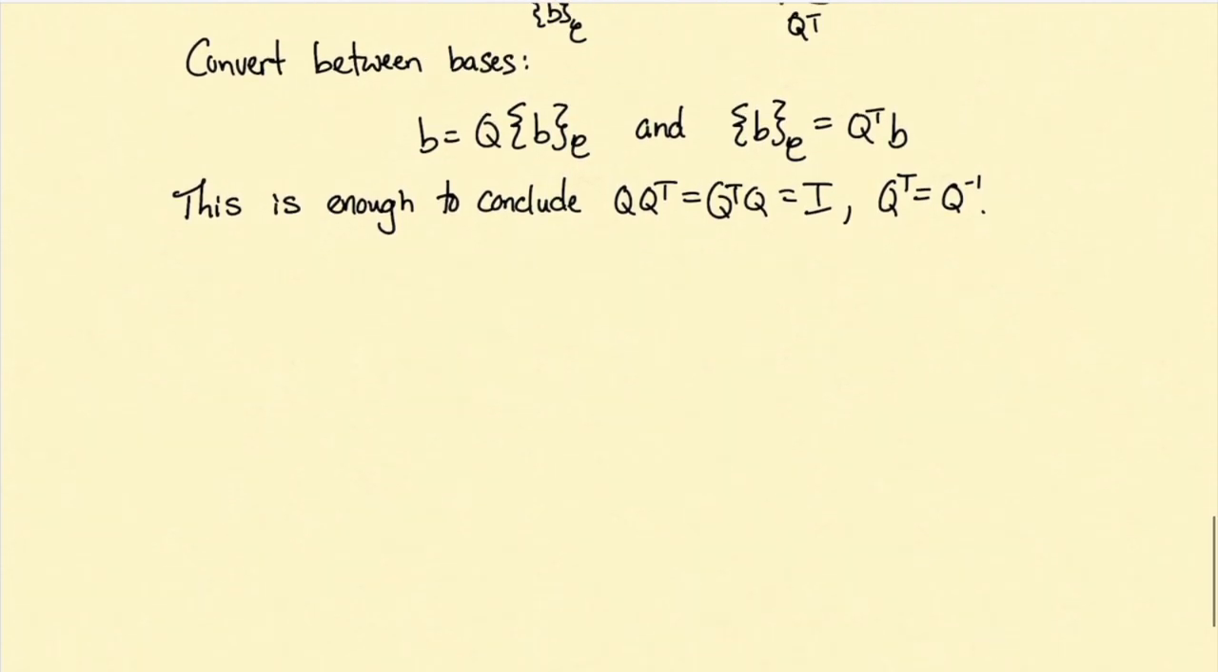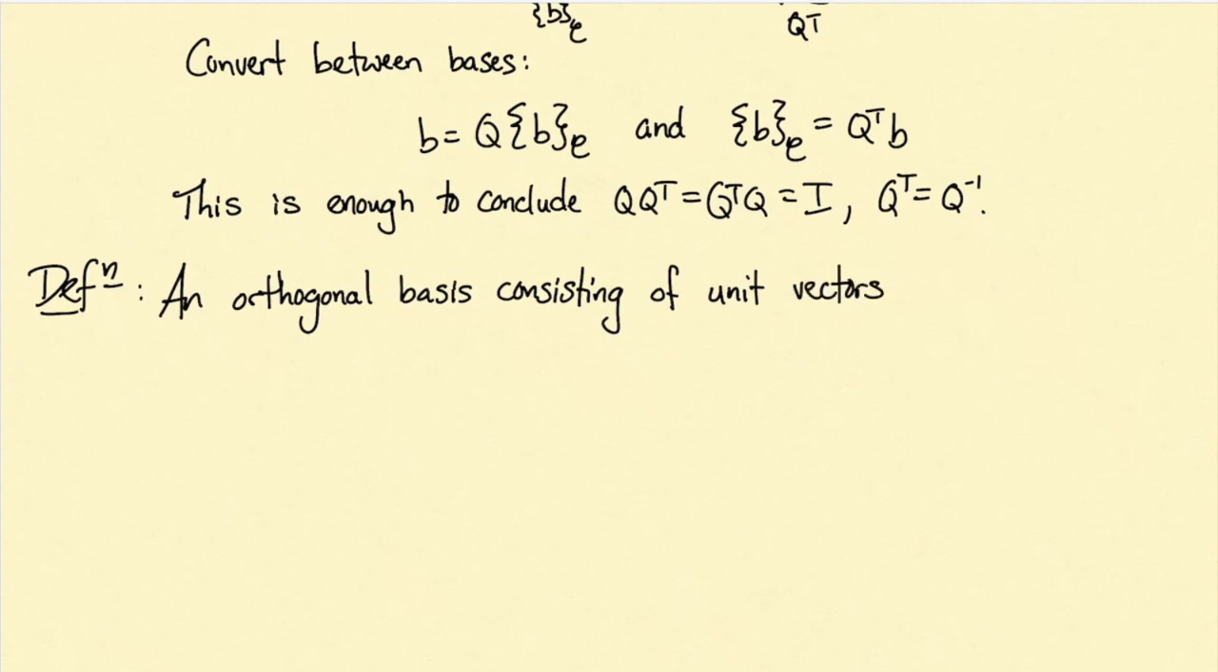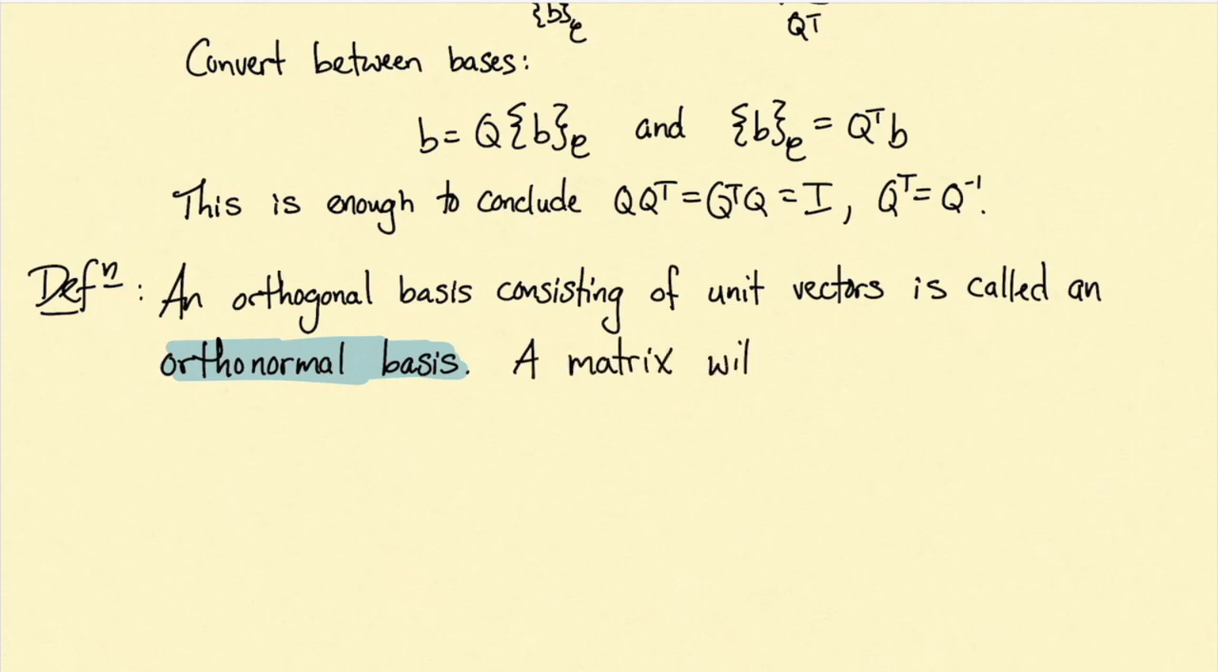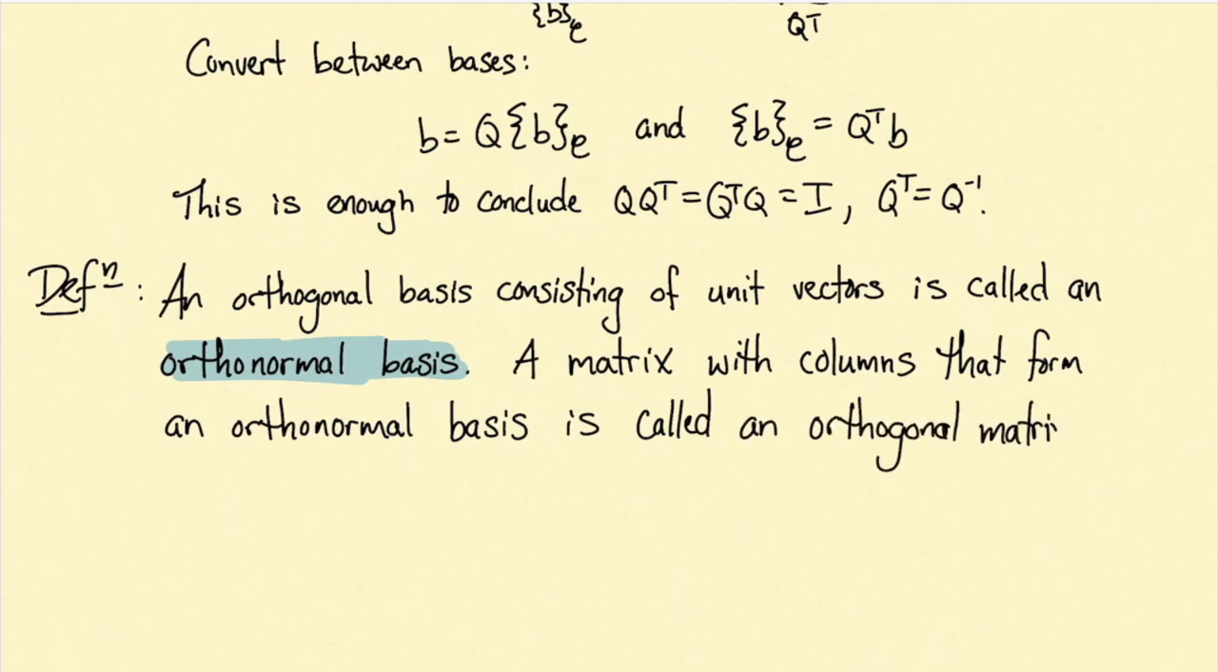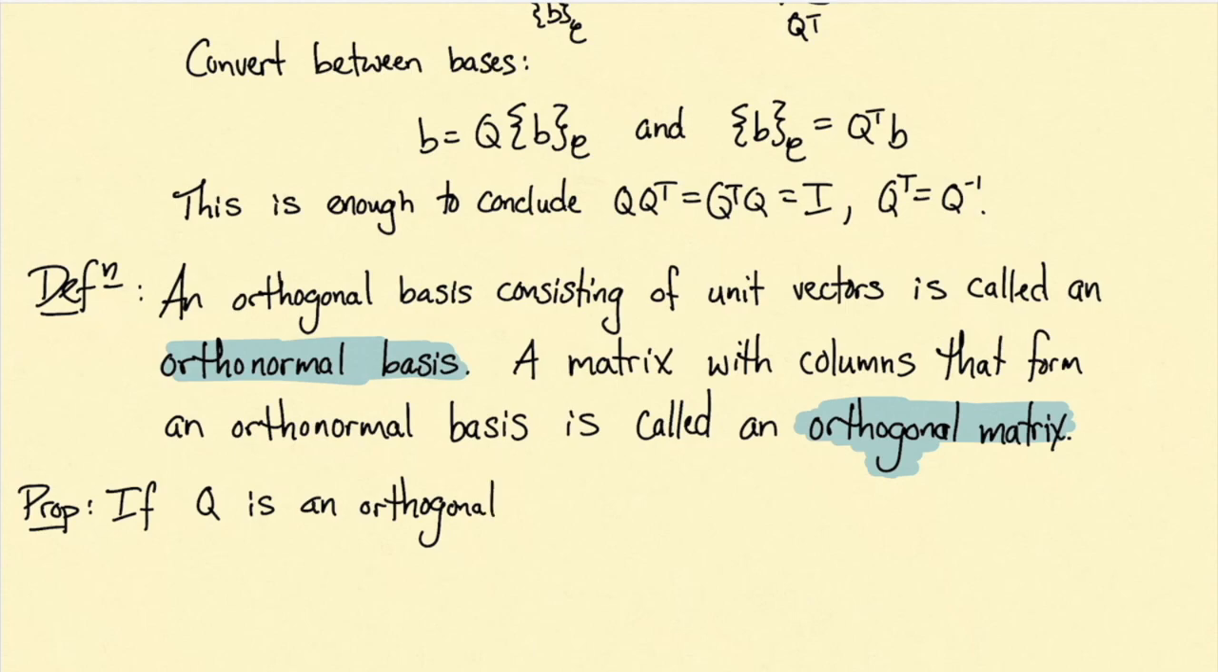And this sort of behavior is important enough to deserve its own name. An orthogonal basis consisting of unit vectors is called an orthonormal basis. And a square matrix whose columns form an orthonormal basis is called, confusingly, an orthogonal matrix. And what we have observed is that when we have an orthogonal matrix, the inverse of that matrix is its transpose. So, of course, the standard example to keep in mind for an orthonormal basis is one that's very familiar.